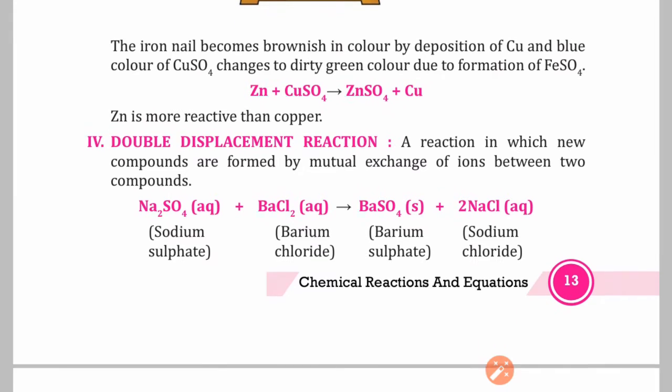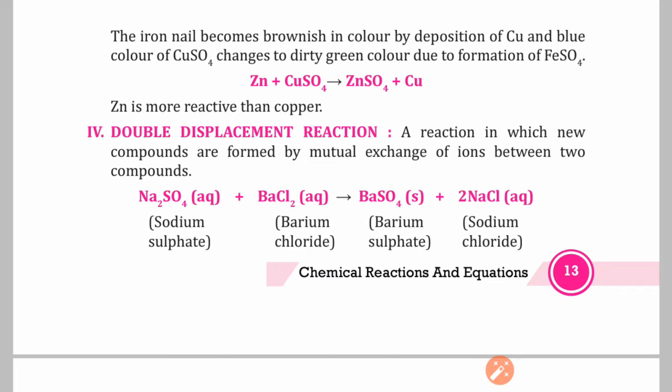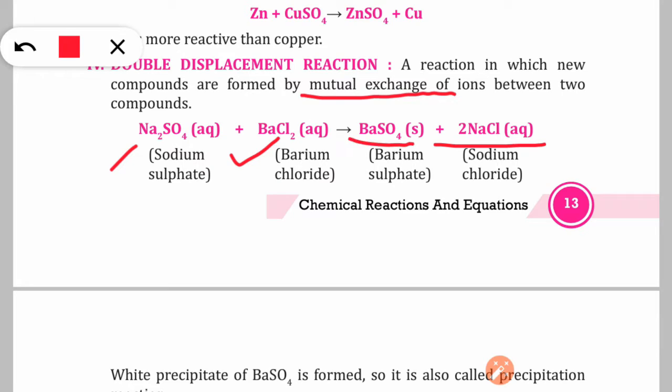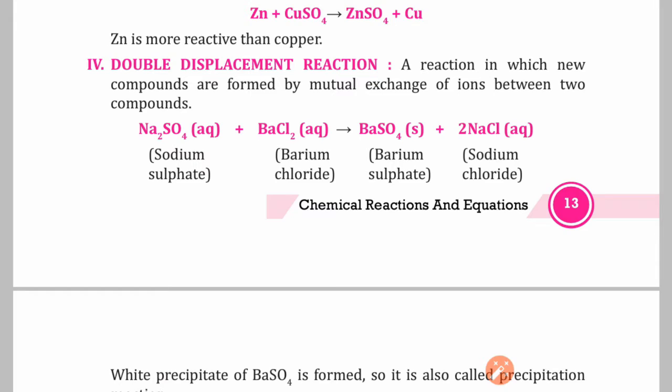Double displacement reaction, a reaction in which new compounds are formed by mutual exchange of ions between the two compounds. Na2SO4 plus BaCl2 gives BaSO4 plus NaCl. Mutual exchange of ions, sodium sulfate, barium chloride. The ions are exchanged and the products formed are NaCl and barium sulfate. Here the barium sulfate gets precipitated, and this reaction is also called a precipitation reaction.